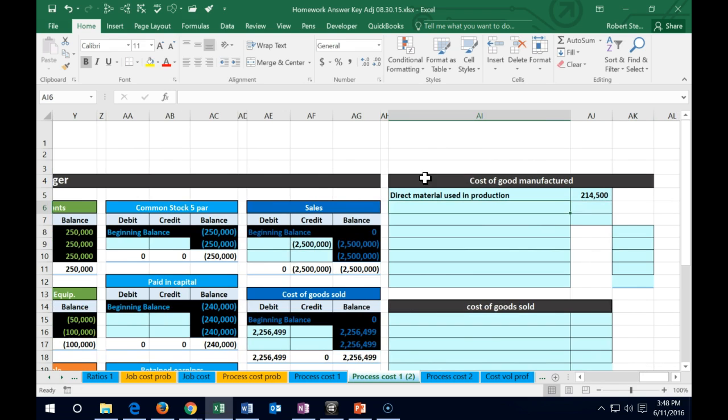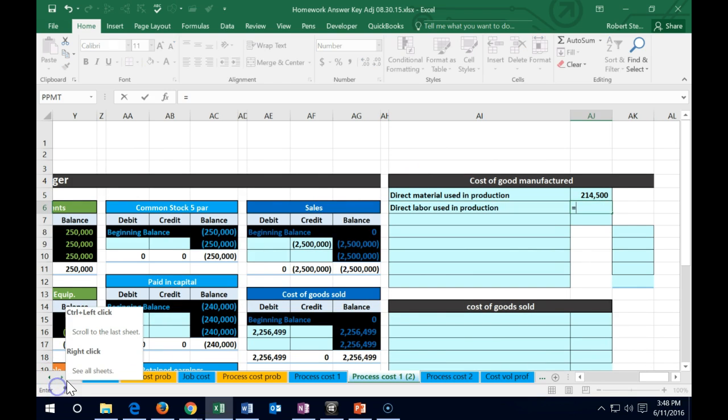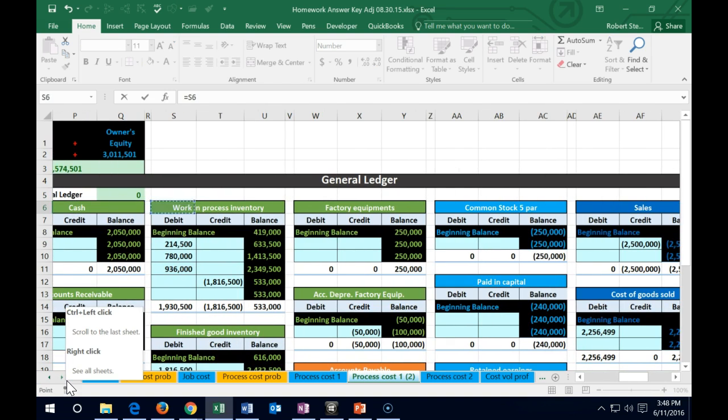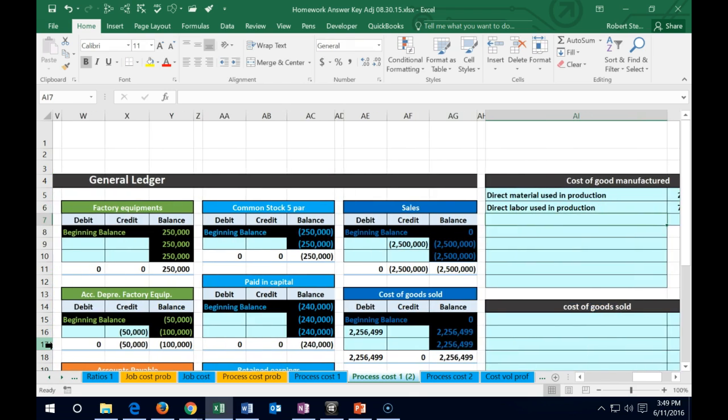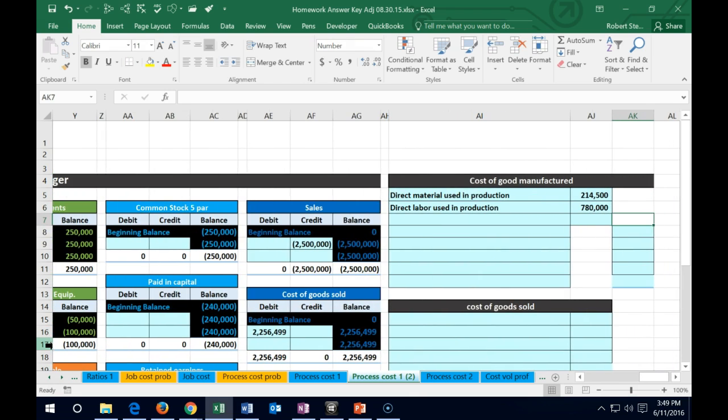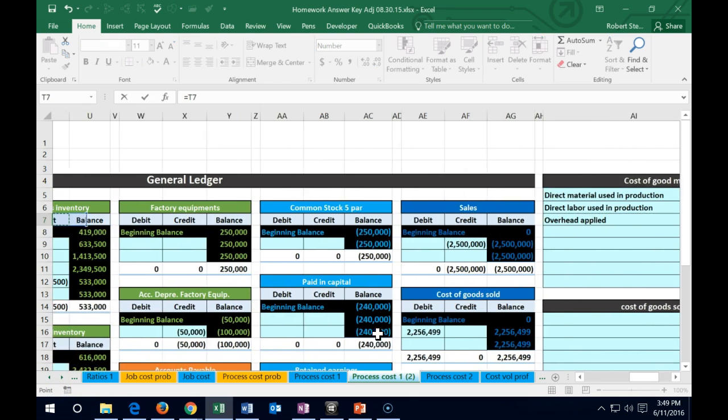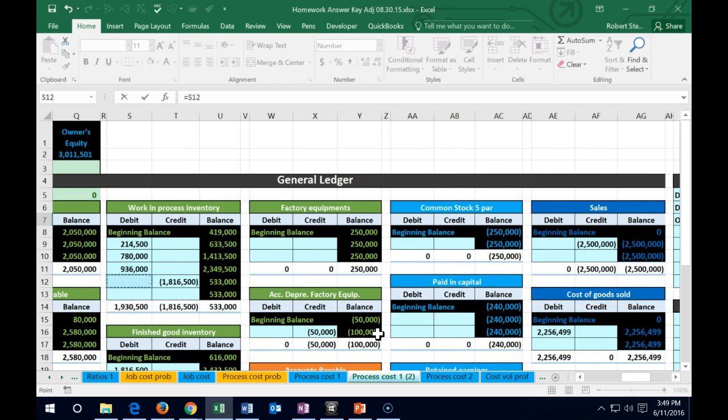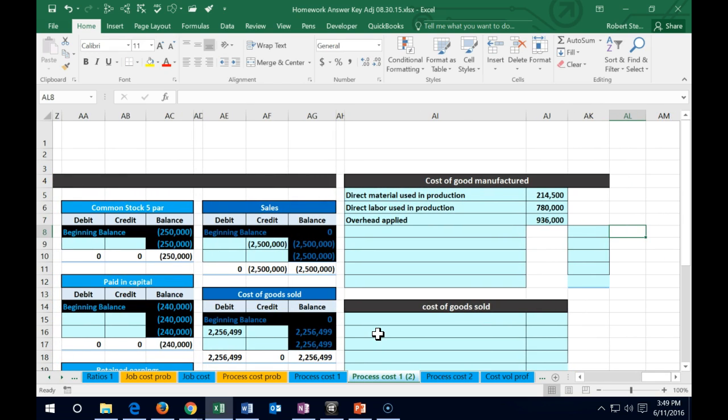Then we're going to add to that the direct labor. We're going to do the same thing here. So I'm going to say this equals, and look at that work in process account and figure out the amount that was transferred over for direct labor. And it's right there, the 780,000. And then of course we have the last piece of the production, the overhead that was applied. So I'm going to say that equals, and scroll over to that amount again. There's the overhead. It's the 936,000, and we have that.